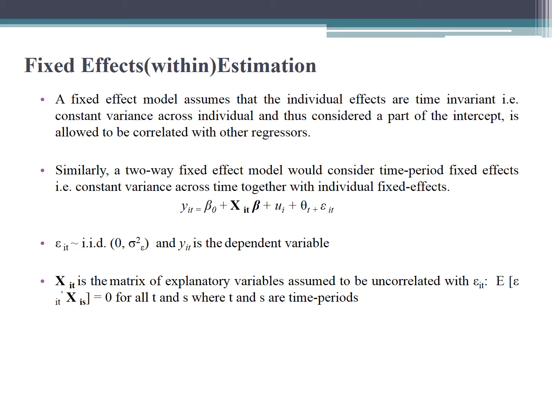As usual, e_it and x_it we already defined, y_it is the dependent variable, and the main assumption here for consistent estimation of fixed effect estimation would be there should be no correlation across error terms and explanatory variables for all time periods. Not only contemporaneous error correlation, but it rules out any kind of correlation between error and explanatory variables across all time periods.